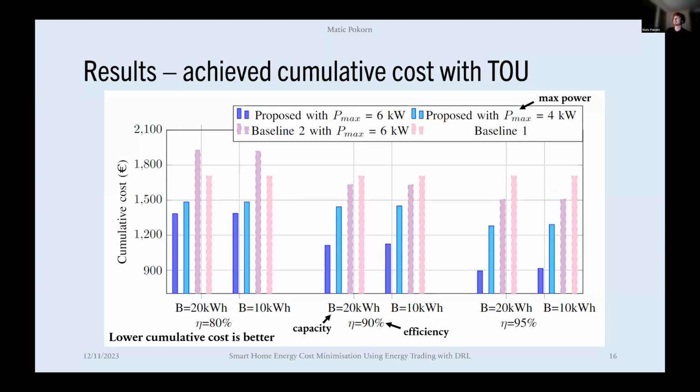And in the next result slide, you can see the same for the TOU market price. So the results are kind of similar for both pricing policies. And our agent is able to reduce the cost in all circumstances, by circumstances I mean battery specifications.